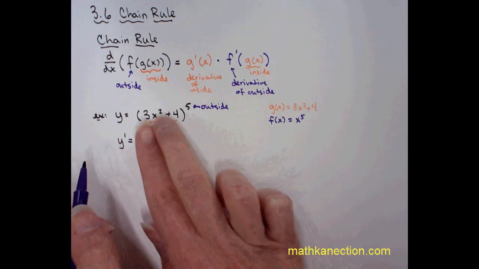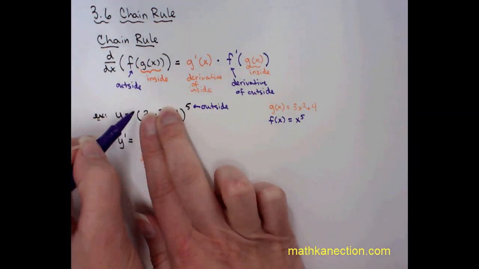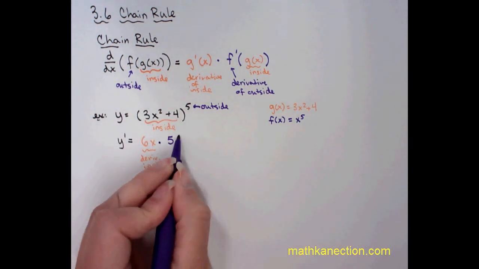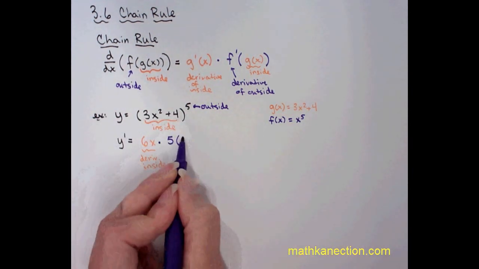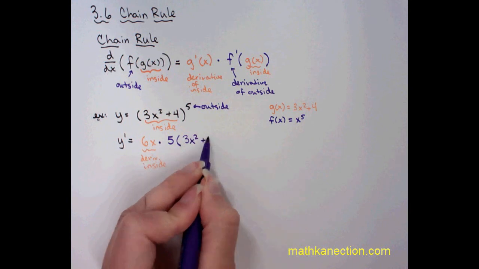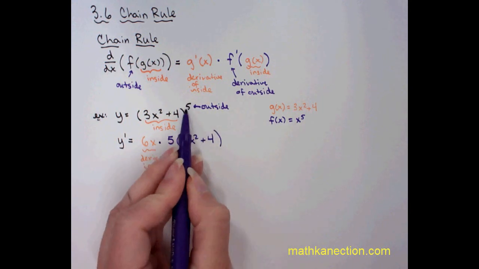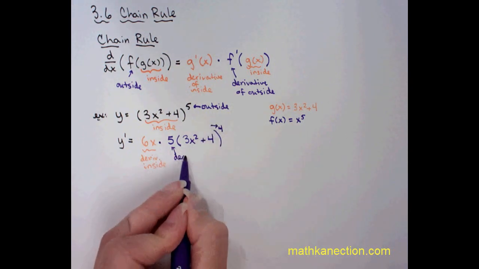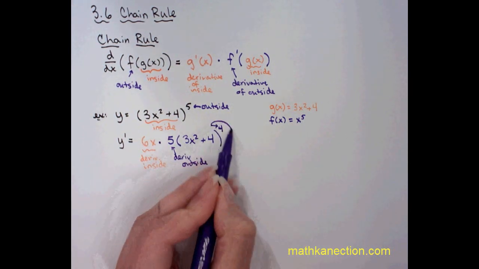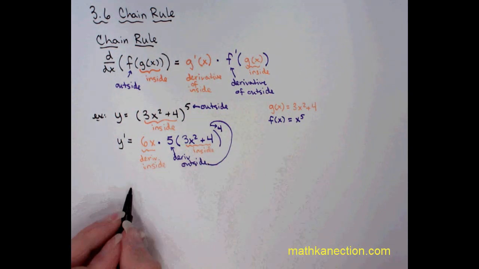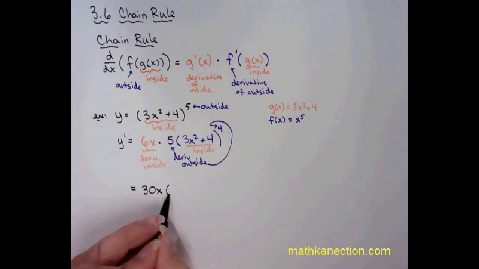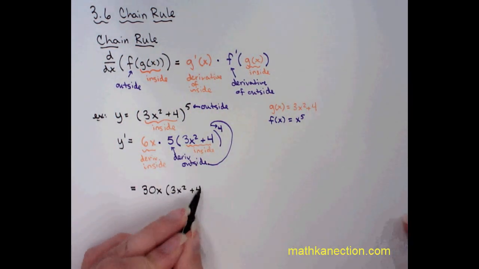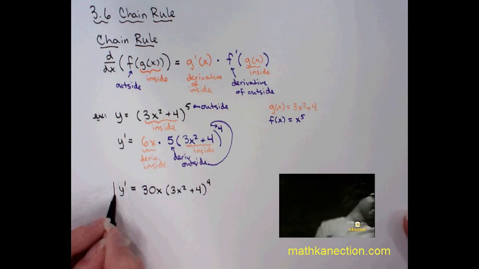Then multiply by taking the derivative of the outside, so that's a power rule, bringing the 5 in front. Then keeping the inside the same. In the power rule, you take away 1 from the exponent, so the exponent is 4. So the coefficient of 5 and that exponent of 4 represents the derivative of the outside. The 3x squared plus 4 represents the inside. Then simplifying the problem to be 30x times the quantity 3x squared plus 4 to the 4th power.